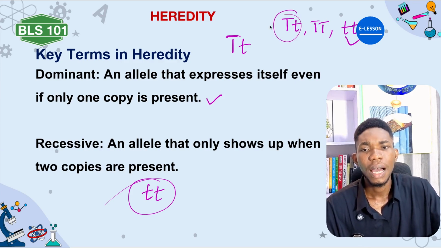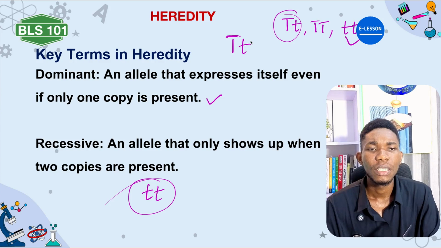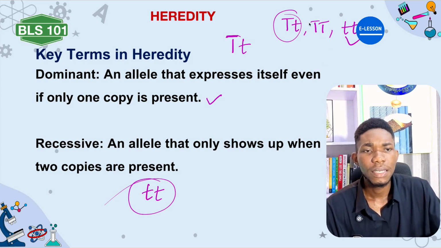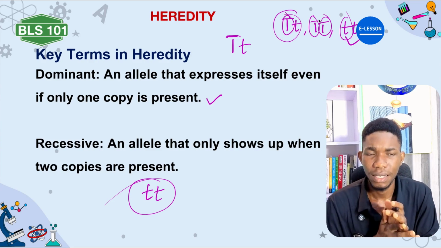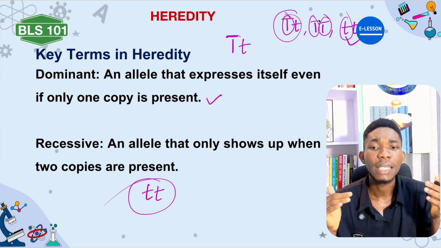This allele here is what? Dominant. T is dominant. But this small t here is what? Recessive. So big T is a dominant allele.